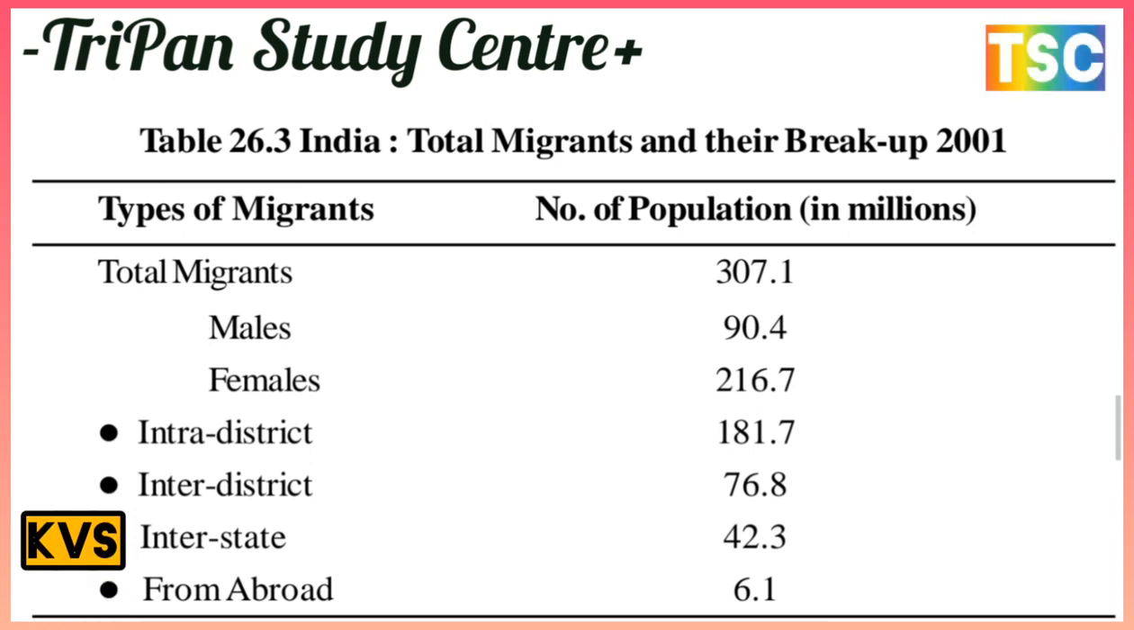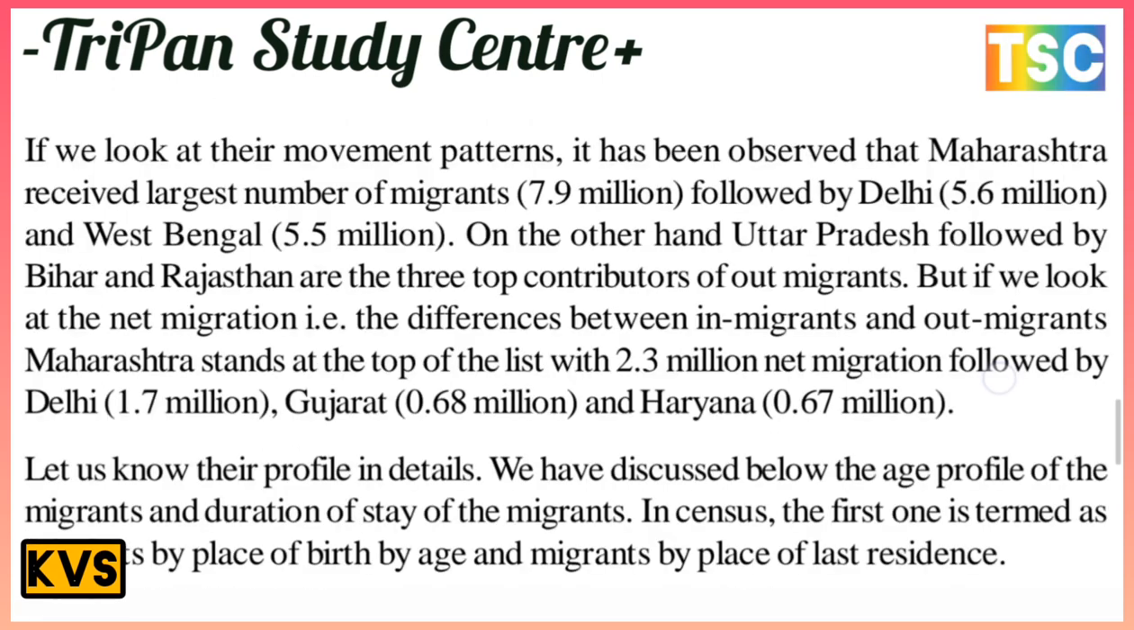Interstate is 42.3 and from one state to another is 6.1. There is a most important point here, and it is very important for female: 216.7 million is the migration number here.